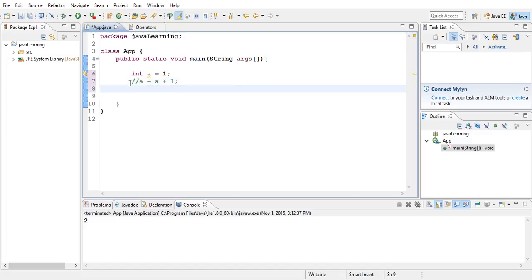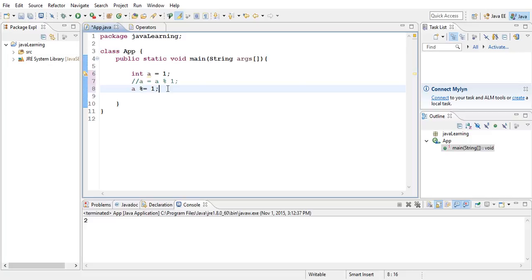We can do this by using the arithmetic assignment operator. That is, in this case we have added a to 1 and assigned it back to a, so this can be done as a plus equals 1. So if it was a equals a minus 1, then we could have written a minus equals 1. Same goes for multiplication, a multiply equals 1, or a divide equals 1, and finally we can also use the modulus here, a modulus equals 1, that will be a equals a modulus 1.